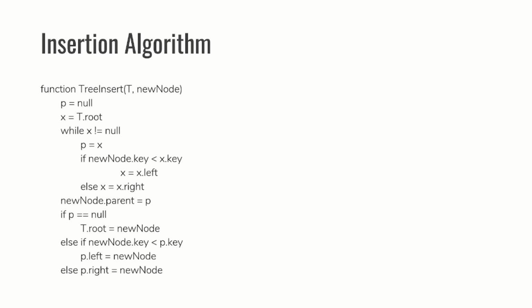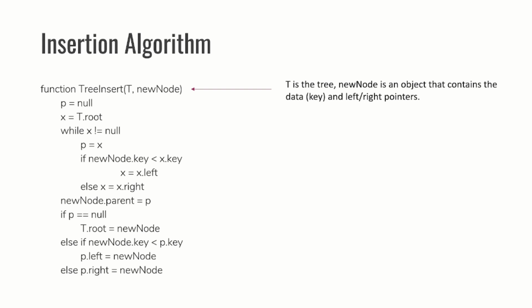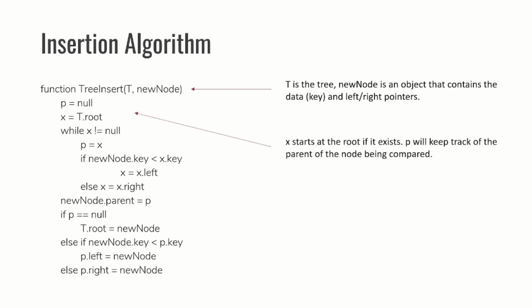Here's the insertion algorithm in pseudocode. We're passing in T, which is just the tree, and new node, which is an object of that class that we've just seen. X starts at the root, but only if it already exists, and P is going to be a variable that keeps track of the parent of the current node. The while loop checks if the new node is less than or greater than X, and then it changes X appropriately. All the time we're keeping track of the parent as well.